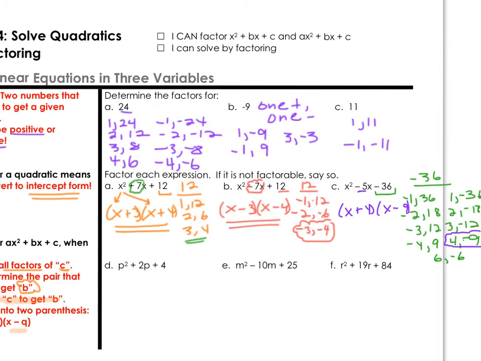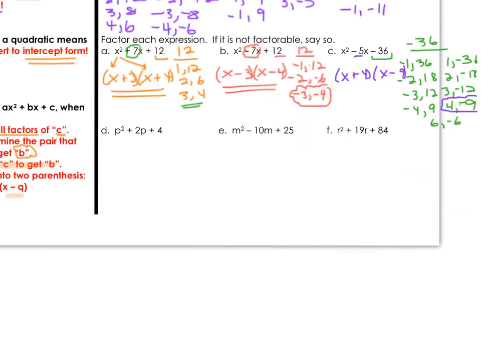All right, let's try some more at the bottom. For our next example, I switched up the variables, but the process is the exact same. P squared plus 2p plus 4. All right, so let's see. We've got c equals 4. Numbers that multiply to get +4, we could do 1 times 4, or -1 and -4. And we can do 2 times 2, or -2 and -2.